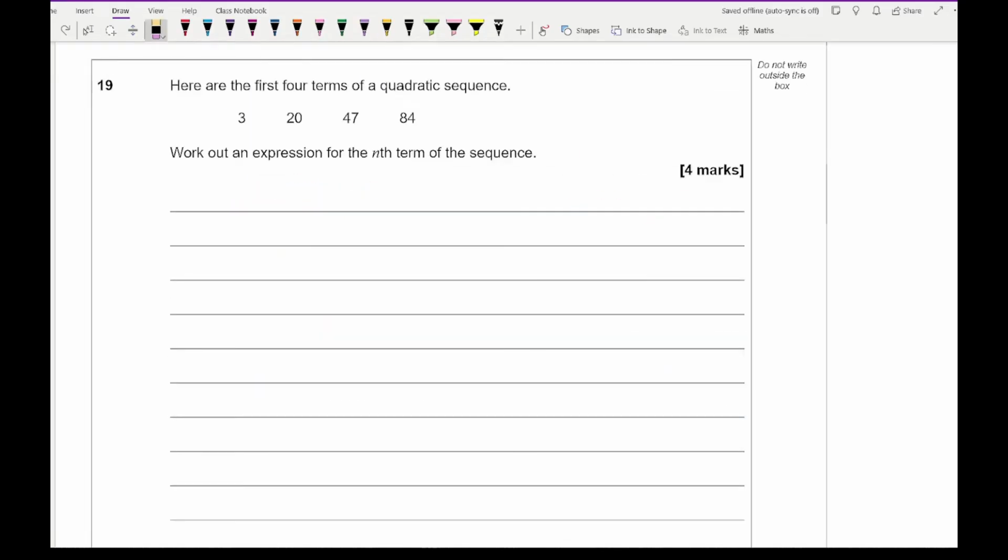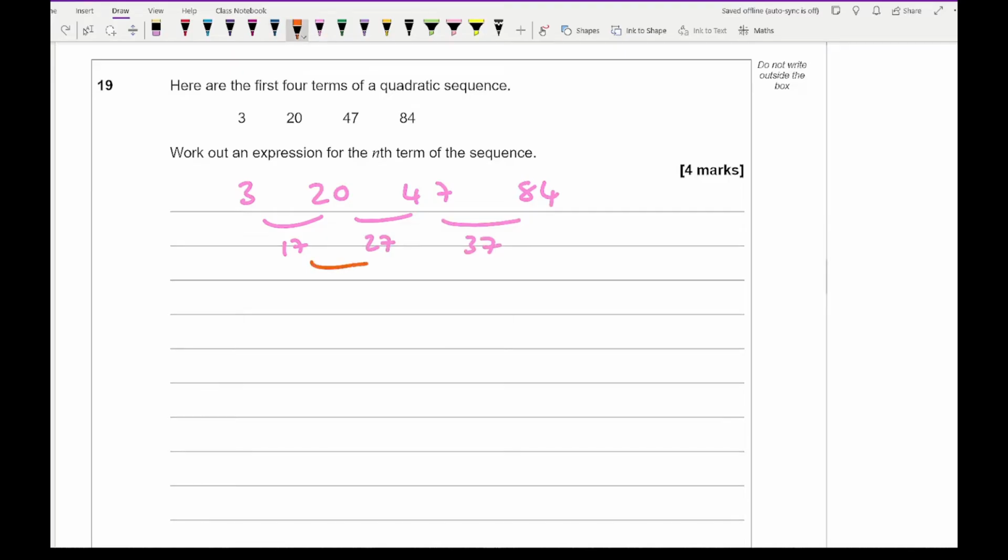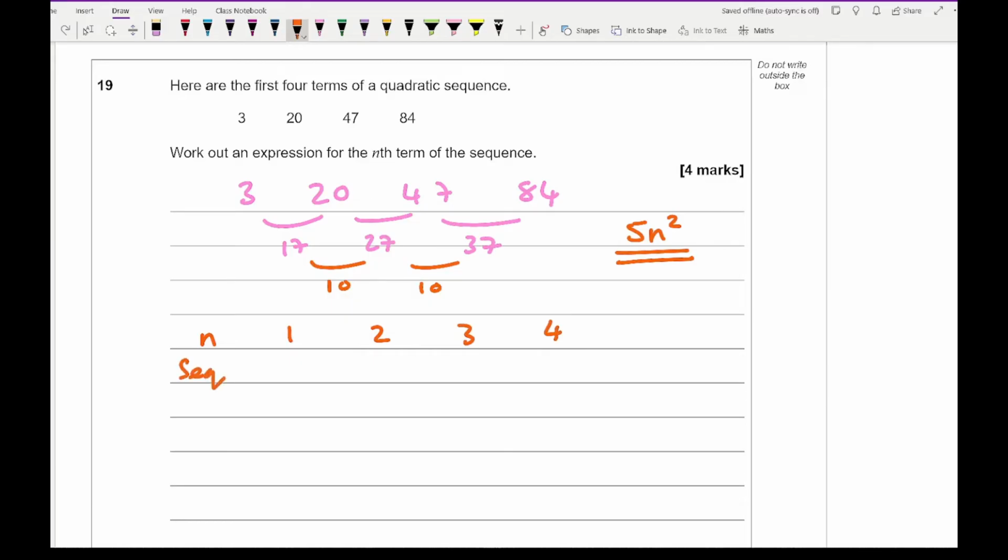Now moving on to question 19, it says here are the first 4 terms of a quadratic sequence, and the question is asking us to work out the expression for the nth term of the sequence. First things first, I'm going to write down the numbers and then work out the differences. Here we've got a difference of 17, a difference of 27 and a difference of 37, and then our double difference is going to be 10. With our double difference being 10, that means 5n squared is going to be in the formula. Then setting up a table, I've got n: 1, 2, 3, 4, and then my sequence numbers, which are 3, 20, 47 and 84.